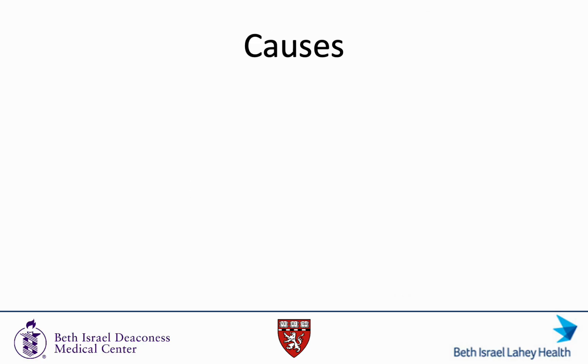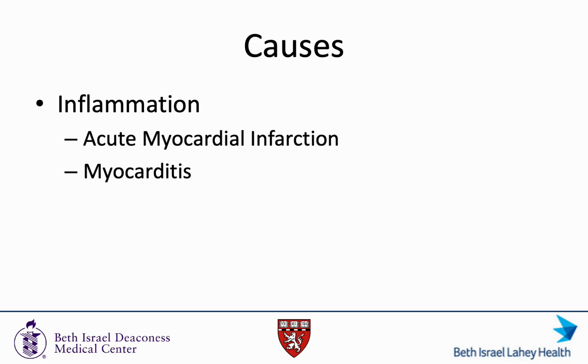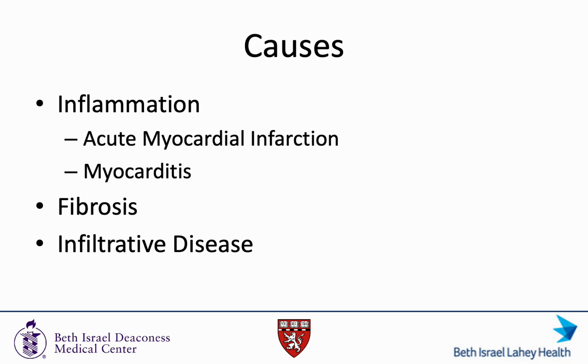There are many causes of bundle branch blocks, including acute inflammation, such as an acute MI or myocarditis, as well as fibrosis and infiltrative diseases. You often see bundle branch blocks with things like hypertensive cardiomyopathy, as well as with coronary artery disease or scar.